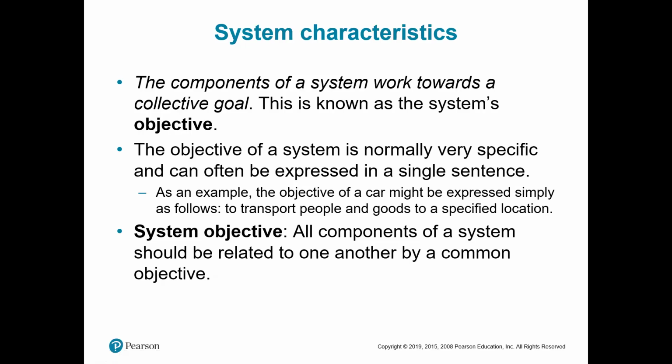So all components of a system should be related to one another by a common objective. In every system, they have common characteristics, and every system has these characteristics. They have an objective to achieve. This is our objective, to be able to perform this, to be able to do that, to be able to generate this. That is the purpose of a system.